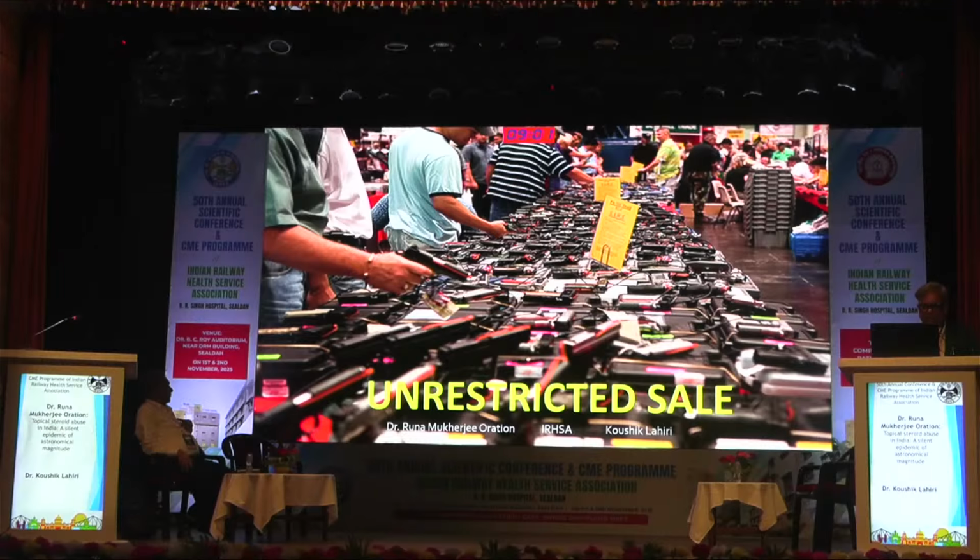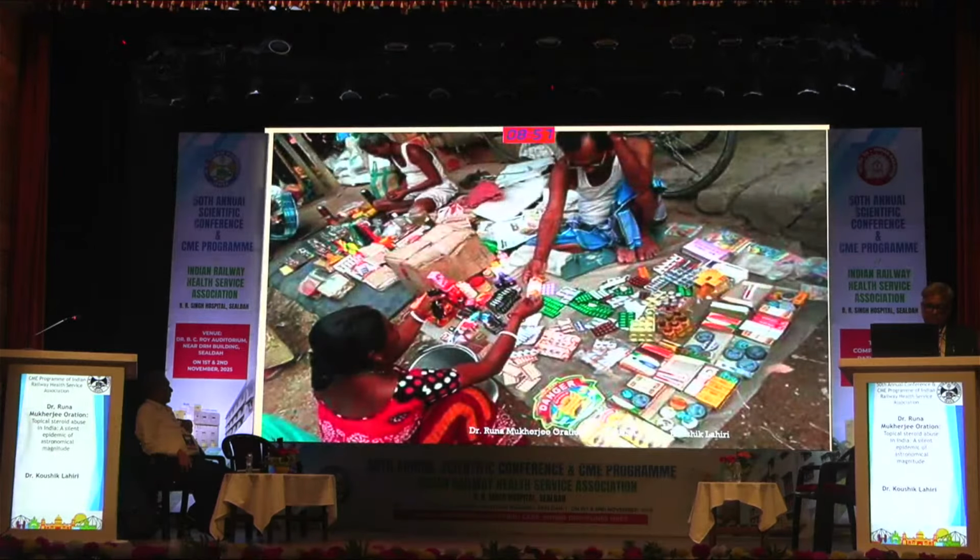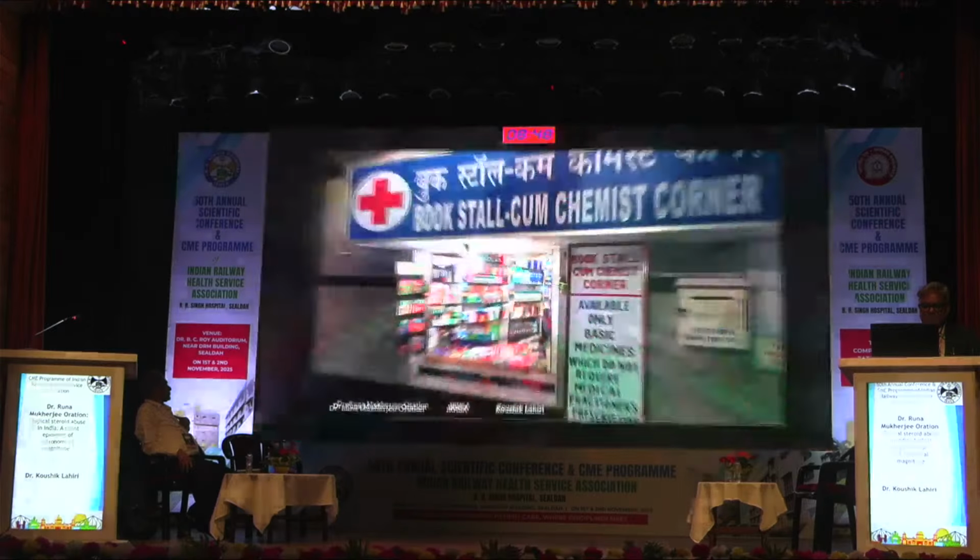They sell these arms without any license at all. And in India, we also sell. This is somewhere in Maharashtra. And this is like a gramer heart. All the medicines are being given.